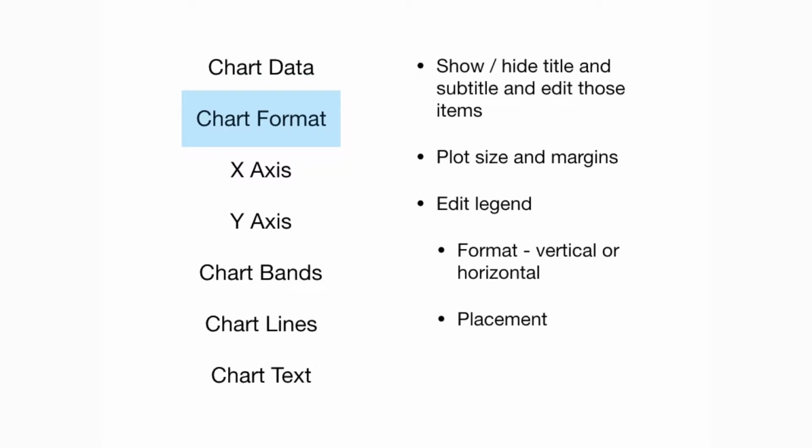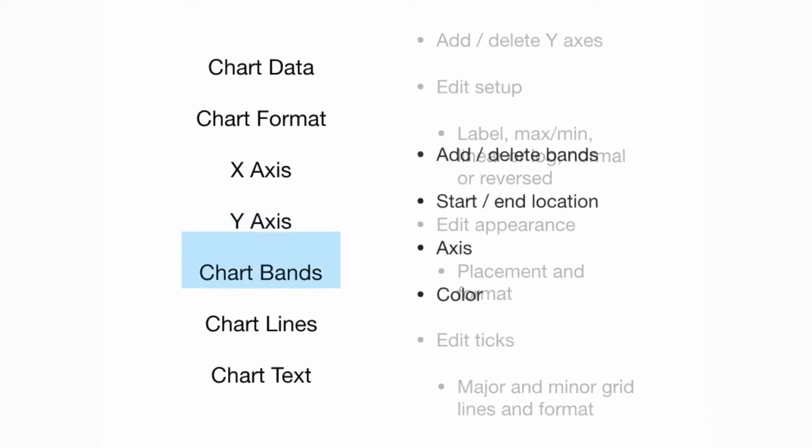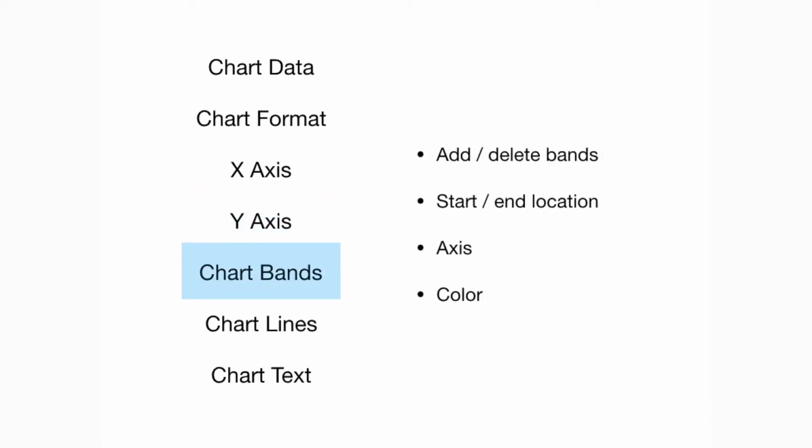In the formats, you can show and hide the subtitle, change those, change the size and the margins, and edit the legend. In the X and Y axis options, you can add and delete an X, Y axis. You edit the setup of these axes, whether it's max, min, linear, log, that sort of thing. You change its appearance and placement, and edit some of the tick marks in it. When you select the bands option, you can add and delete bands, set where they start and end, as well as change what axis they lay on and what color they have.